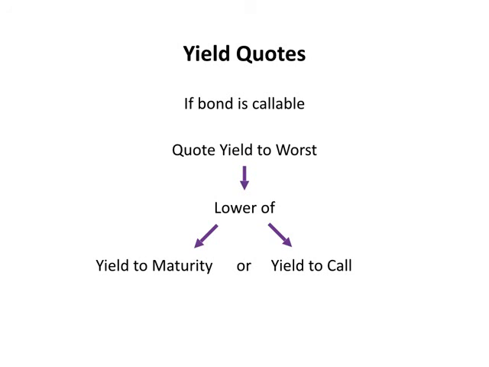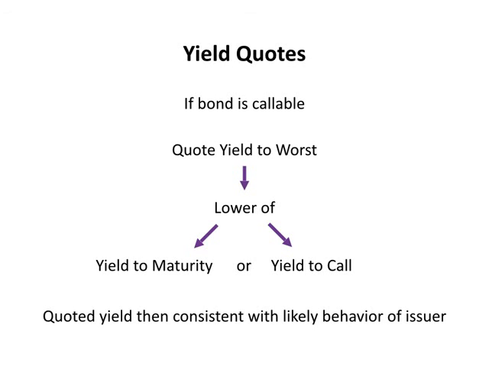It turns out that by quoting the lower of the two yields, the quoted yield is reflective of the issuer's likely behavior. If yield to maturity is the lower of the two, it's because the bond is trading at a discount to its par value, which means market interest rates are above the coupon rate on the bond. In other words, if rates at call were the same as they are today, the issuer would not likely call the bond.